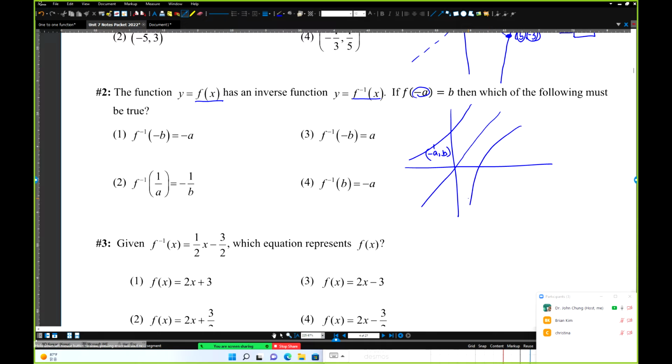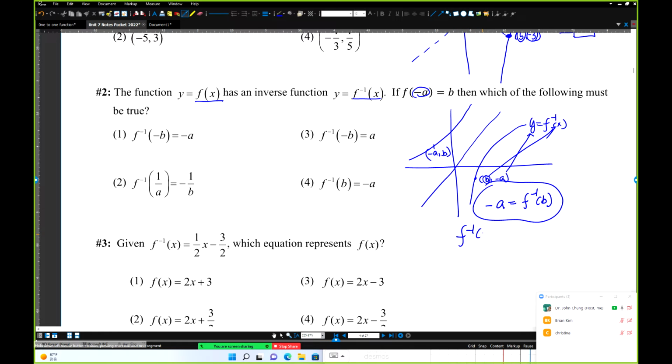Now we have the inverse over here. Inverse, when you switch, b and a should be what? The other point on the inverse, y equals f inverse of x, isn't it? How can you express the point using function notation? When x is b, put this number b there, the y value is a, okay? So substitute there. a equals what? f inverse function of b. It's okay?